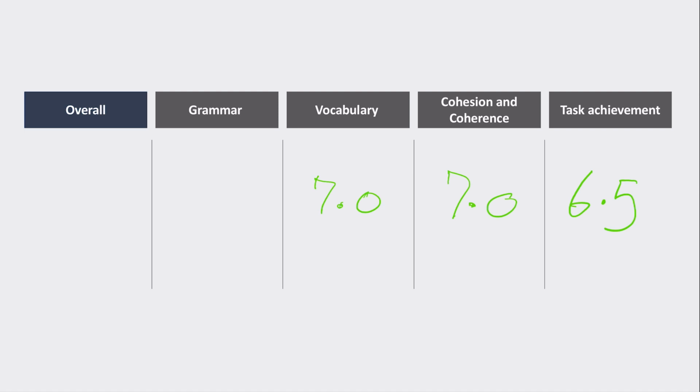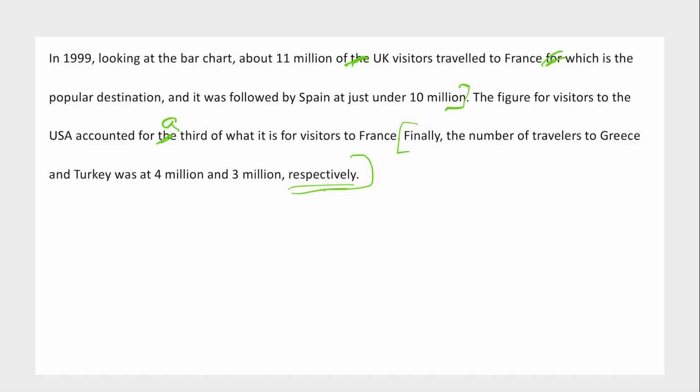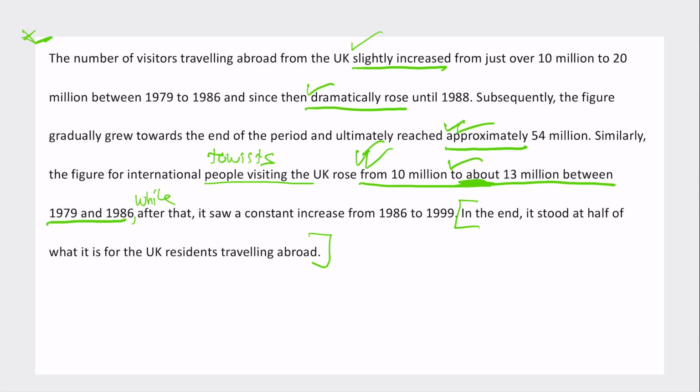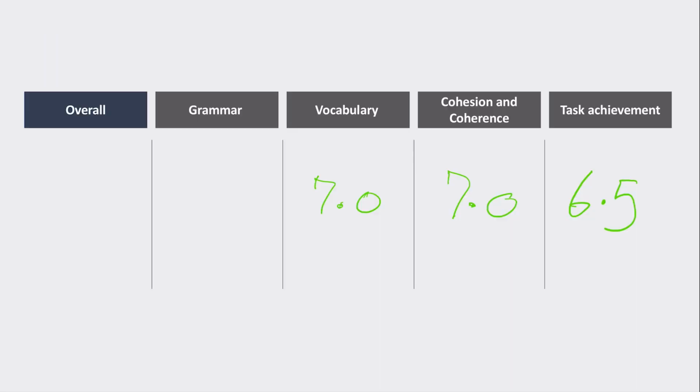And then grammar, there was a couple of small mistakes, but there was a lot of error-free sentences as well. I would just like to see perhaps a couple more different types of sentences. But I mean, everything sort of hung together pretty well. So maybe I want to give a 6.5 for grammar as well. And then coming out at an overall 7.0 for this task one. Very, very, very good answer to a very tricky task one question.